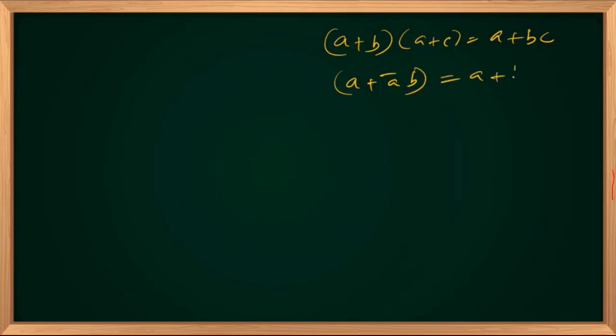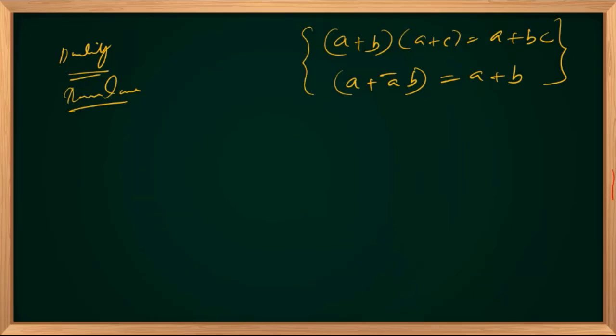Okay, so what we have learned so far is two important expressions, that is a plus b dot a plus c equal to a plus bc, and a plus a complement b is equal to a or b. And this will be useful while solving the questions from Boolean algebra. Okay, that you should keep in mind. And along with that, duality theorem and De Morgan's law. Both are simple, right?